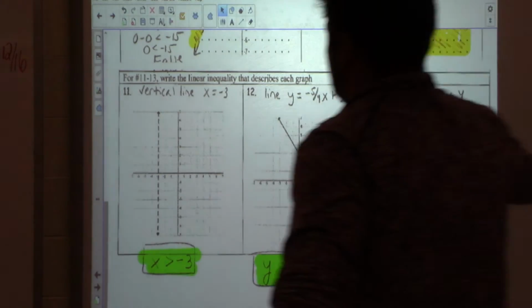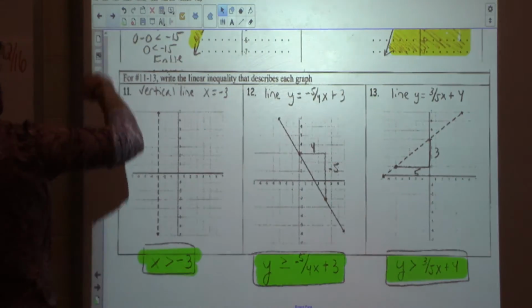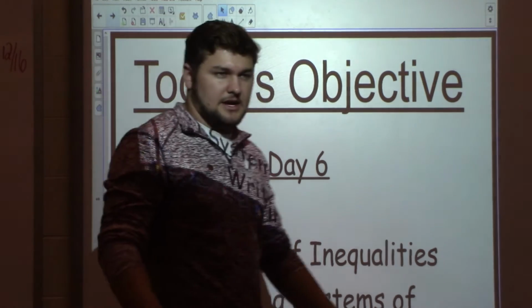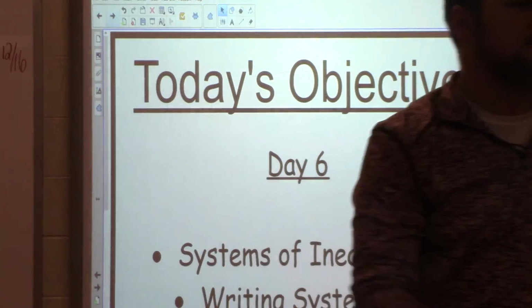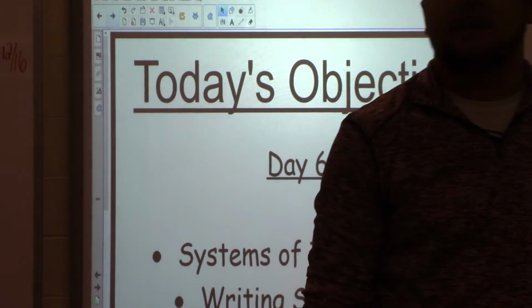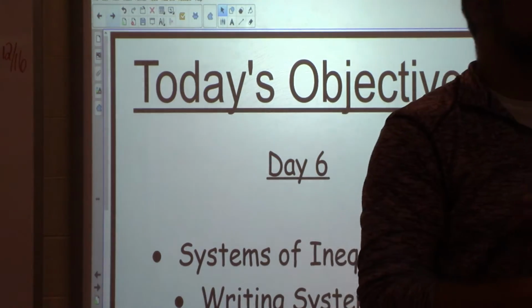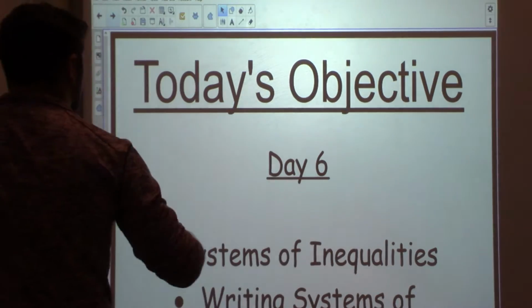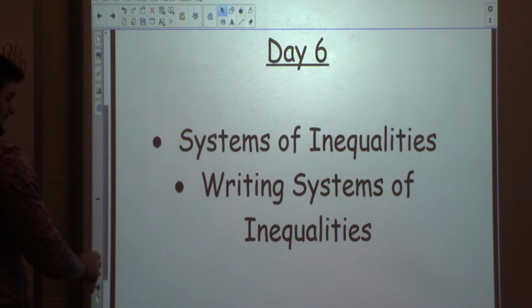Alright, so we talked about graphing linear inequalities on Thursday. Today we're talking about systems of linear inequalities. We're going to have more than one linear inequality to put on the graph.